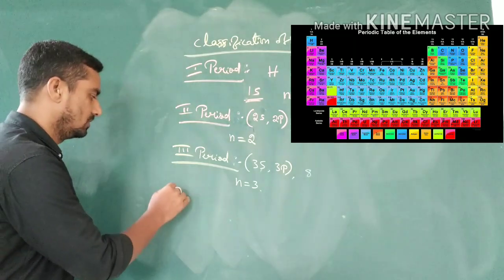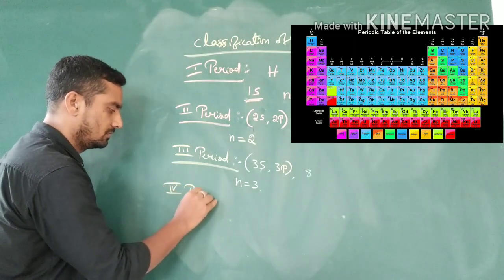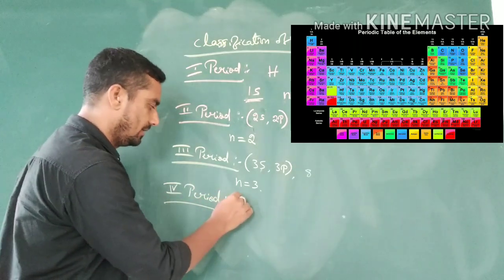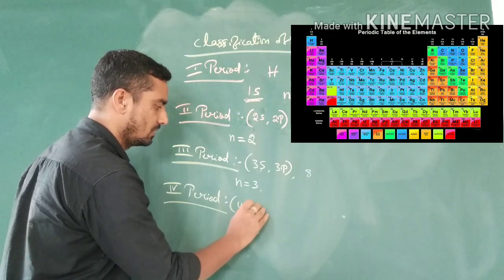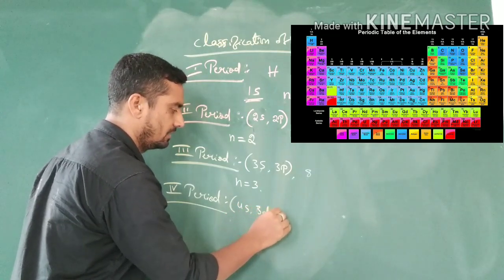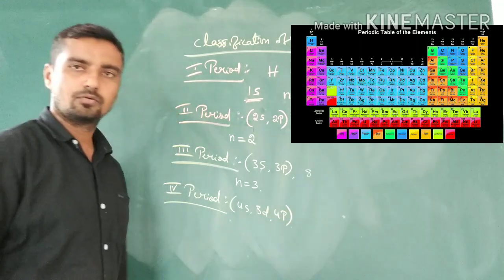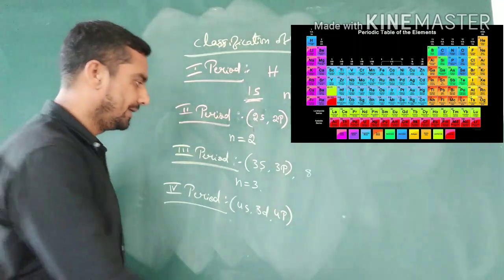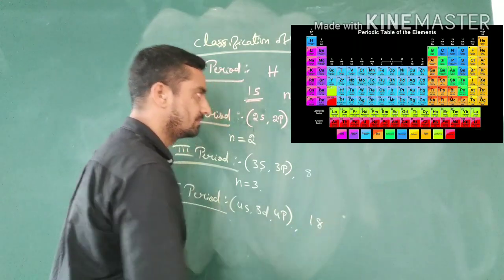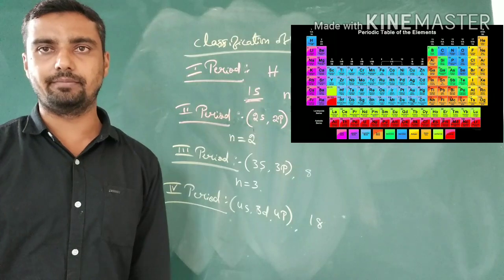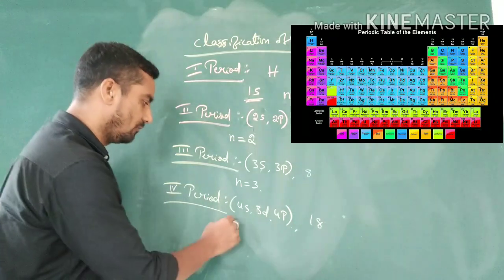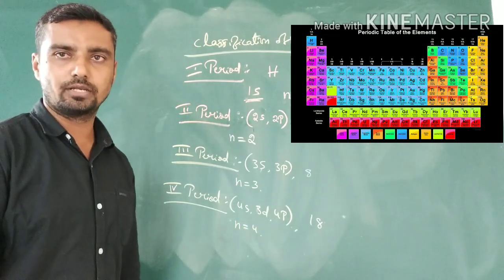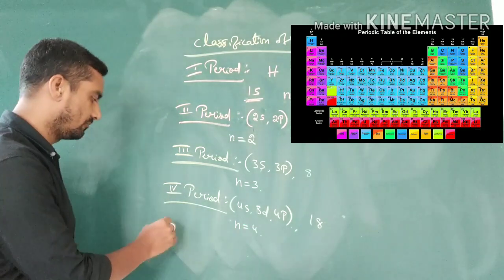Come to the fourth period. Here the orbitals involved are 4s, 3d and 4p. Here it contains 18 elements. How many elements? It contains 18 elements. The principal quantum number is n equals 4. Right. Come to the fifth one.